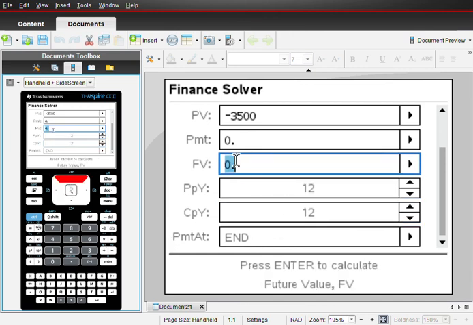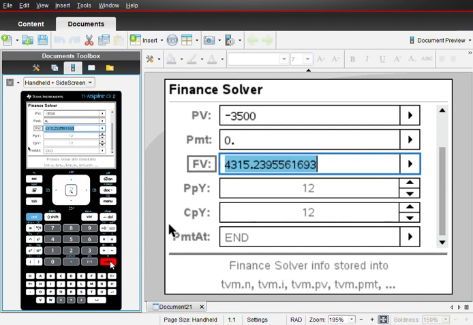Okay, so in this case, we're actually looking for the future value. That's the amount that your money would mature to. So if you put in the $3,500, it blows up to 4,315 after 3 years. That's kind of a simple interest problem. I shouldn't say it that way. It's actually a compound interest problem, but it's relatively simple.